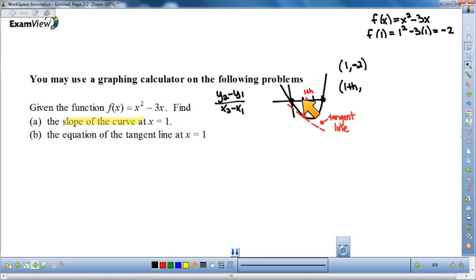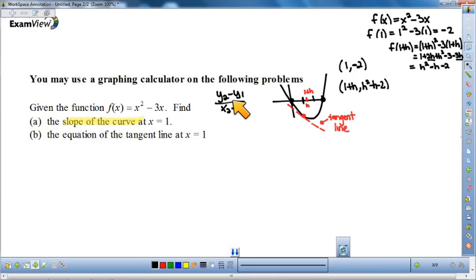So now we're moving a little bit to the right, which we're going to call h. That means we're at 1 plus h. As we substitute 1 plus h back into the original equation, we're going to have (1 plus h) squared minus 3 times (1 plus h). If we do a little bit of algebra and combine our like terms, we get h squared minus h minus 2. So that's going to be my y value.